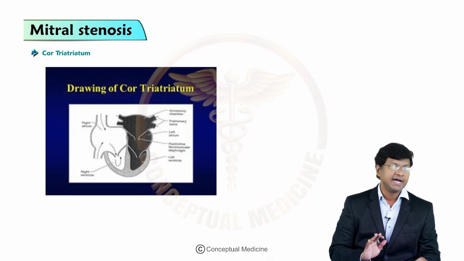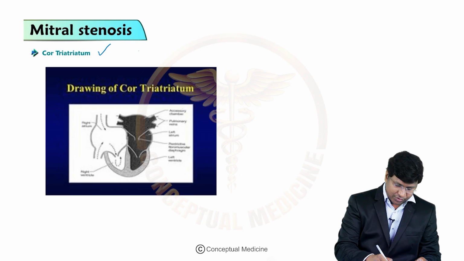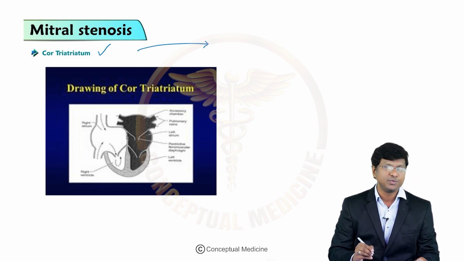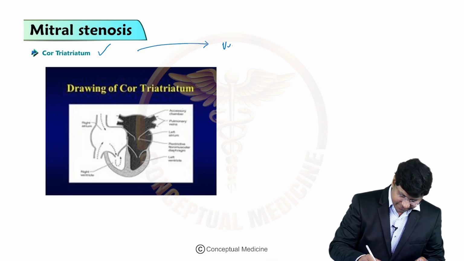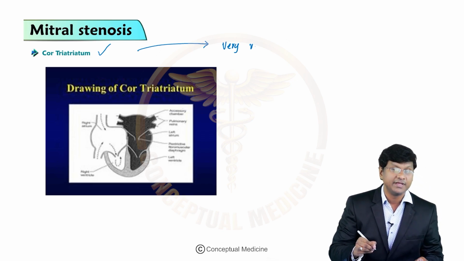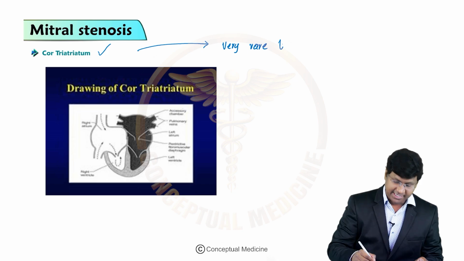Okay, now after having discussed the Hurler syndrome, which is one of the etiologies causing mitral stenosis, let me discuss the Cor Triatrium, which will simulate the mitral stenosis. See, Cor Triatrium, this is one of the very rare forms of congenital heart disease.